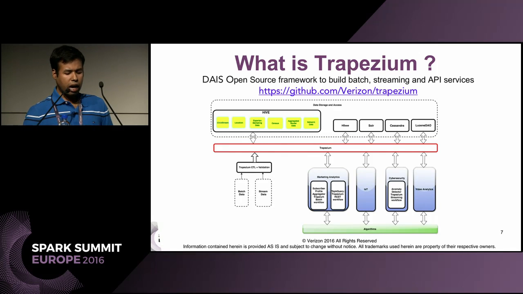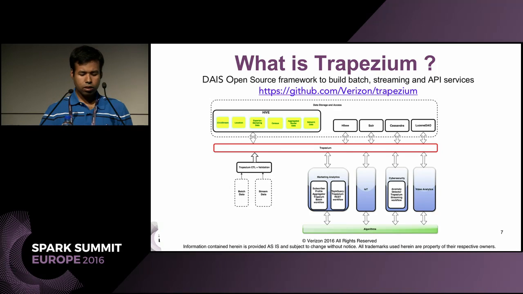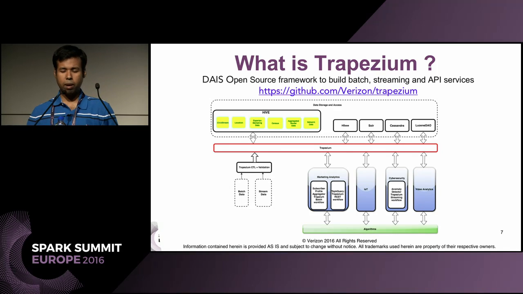Now to make it happen, as you can see, there are multiple components in this game. So we had to come up with something called Trapezium. What is Trapezium? Trapezium is an open source framework to build batch, streaming and API services with Spark. The code is open, you can go into GitHub and look into it.